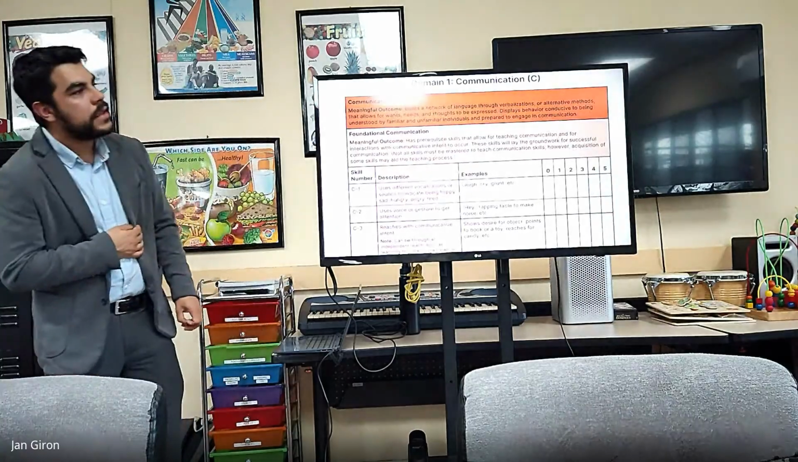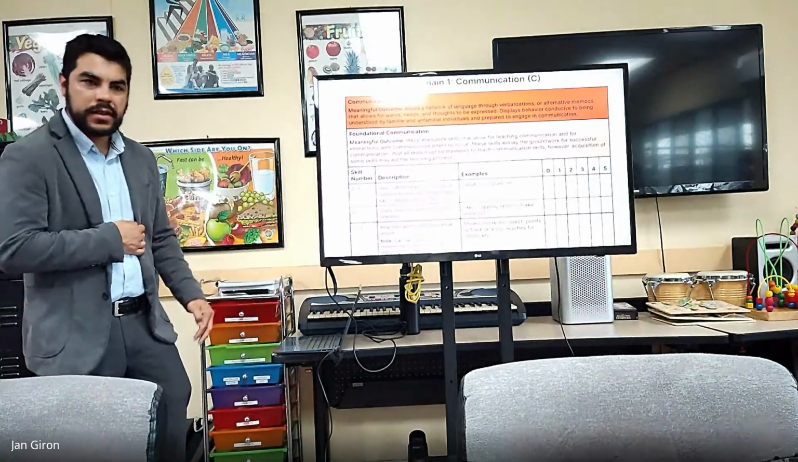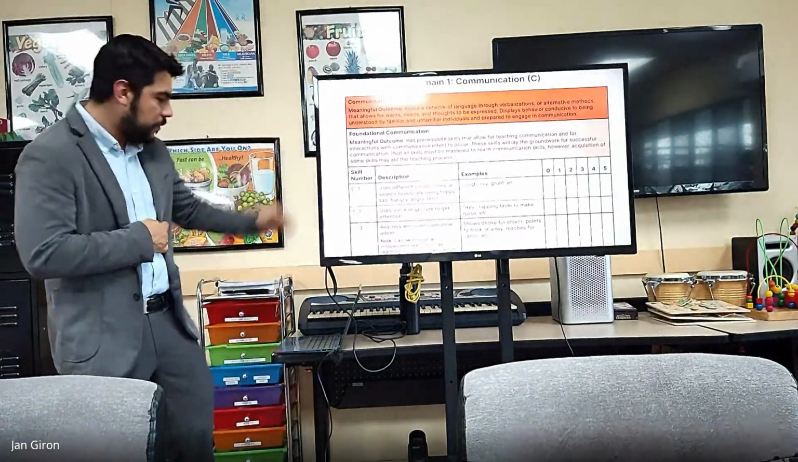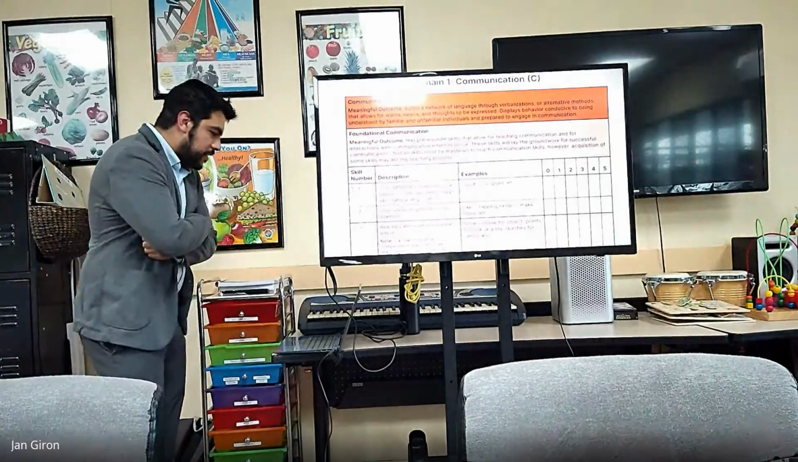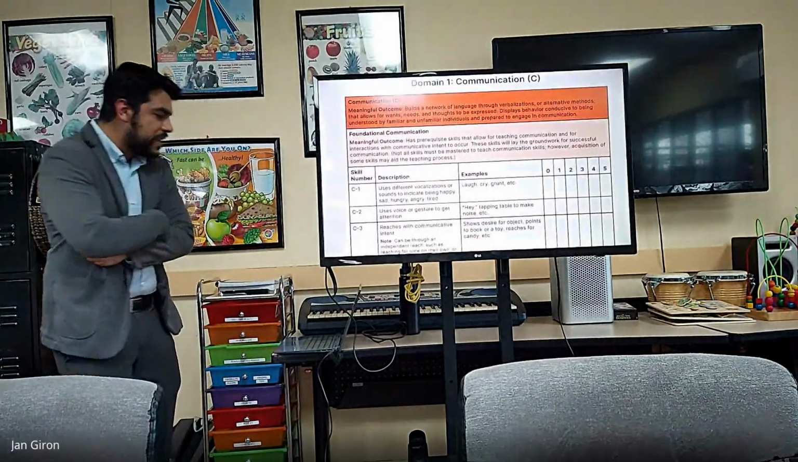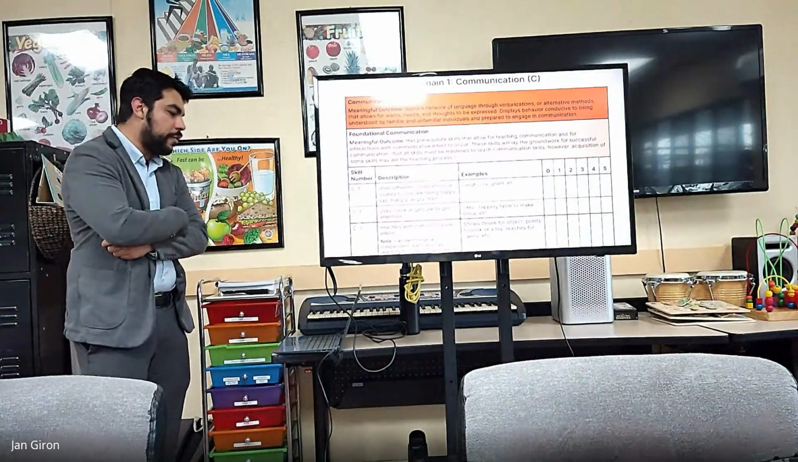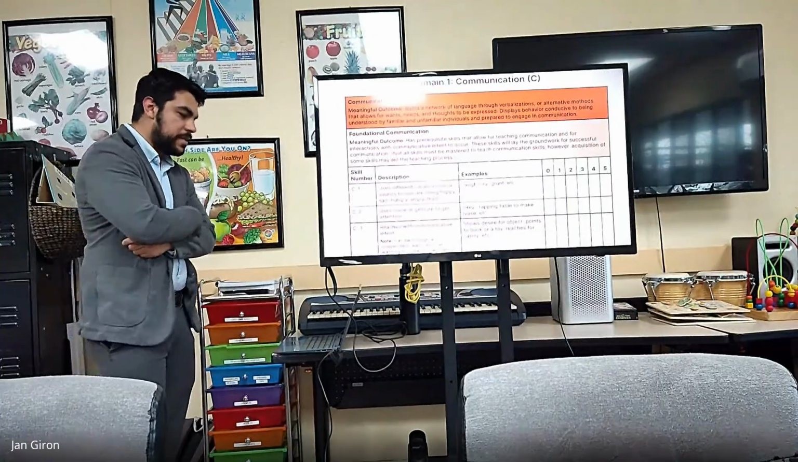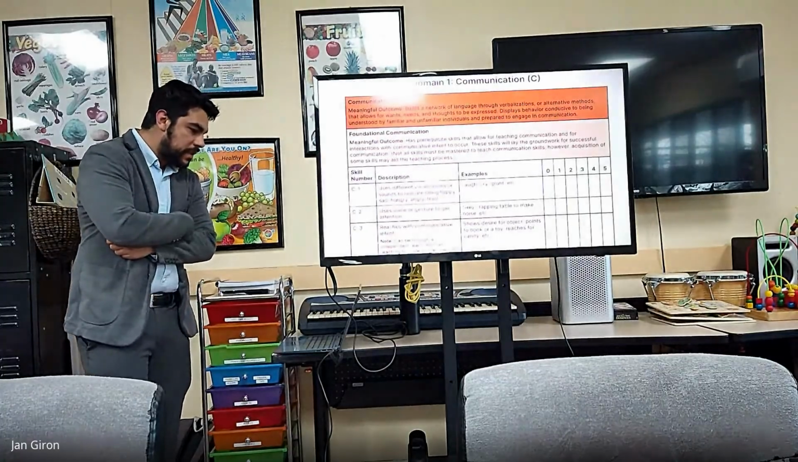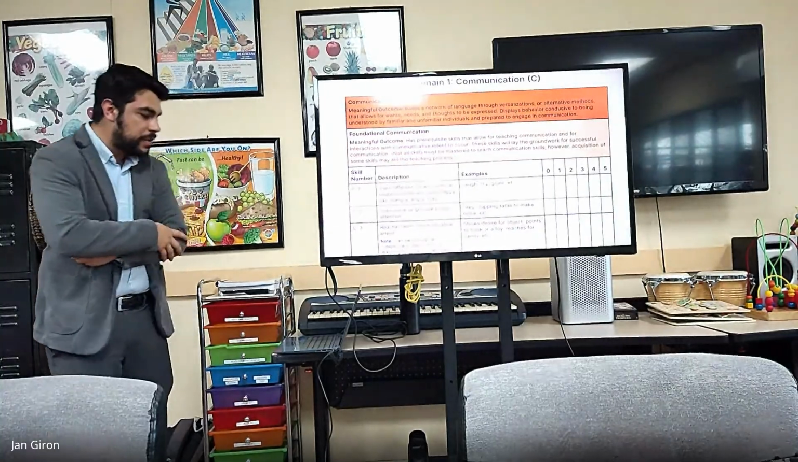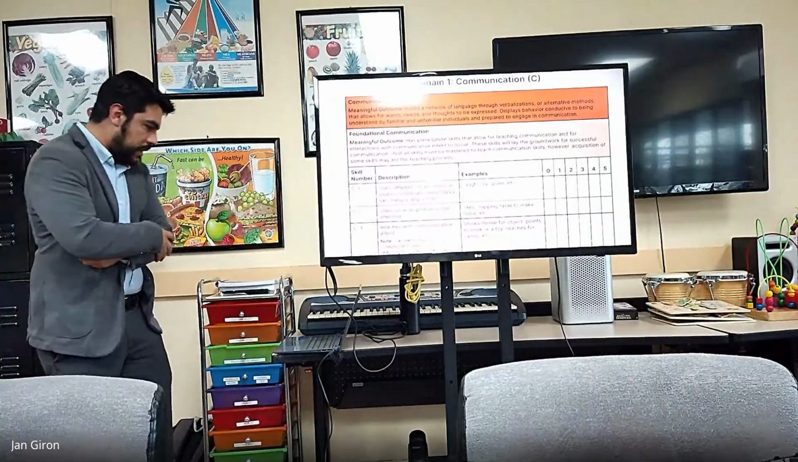So this is what a typical page in the MODIS looks like. You see every single domain has a meaningful outcome. Let's see what it is for communication. Builds a network of language through verbalization or alternative methods that allow for wants, needs, and thoughts to be expressed. Displays behaviors conducted to be understood by familiar and unfamiliar individuals and prepared to engage in the communication.